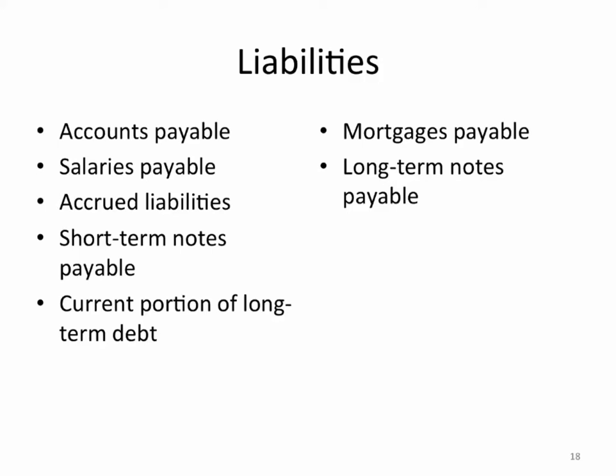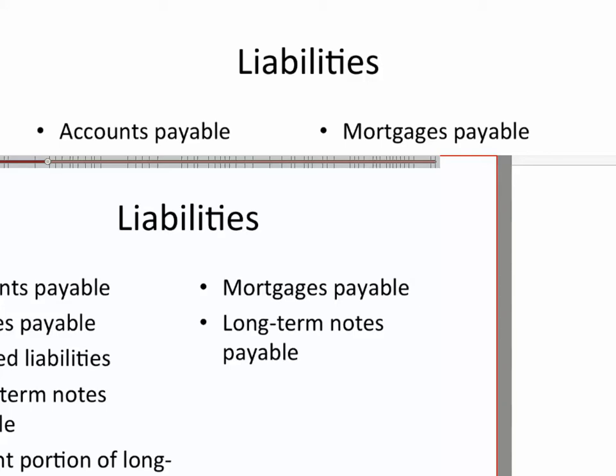Short-term notes payable, this is a bank loan. We go to the bank, we sign a note saying we'll pay you later. Typically we pay interest on it. The current portion of long-term debt, this is the amount of principal we have to pay in the next 12 months. Okay, so all those on the left are short-term or current liabilities. On the right, mortgages payable and long-term notes payable, those are liabilities or debts that are long-term, more than a year. It doesn't come due for more than a year.